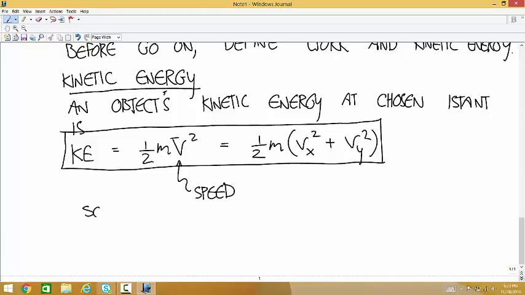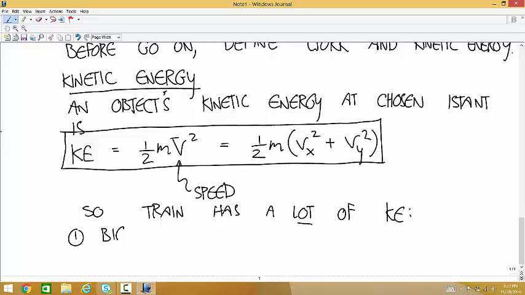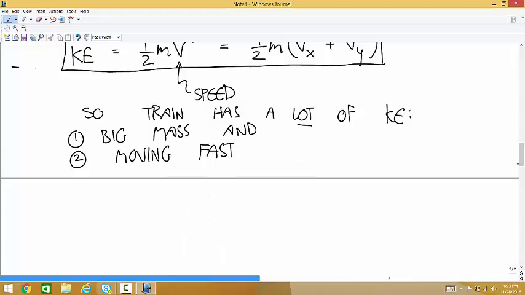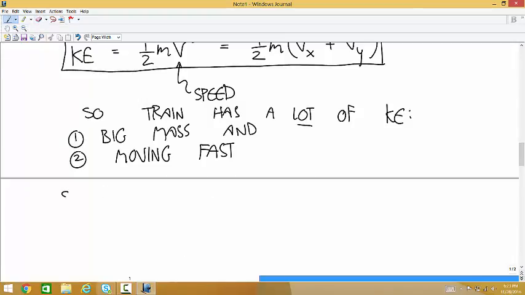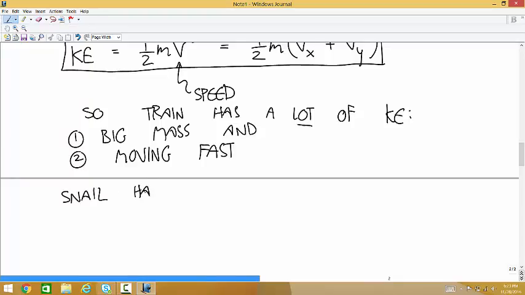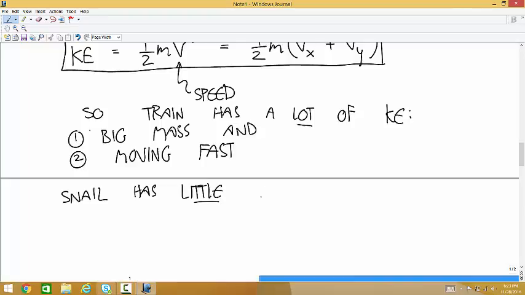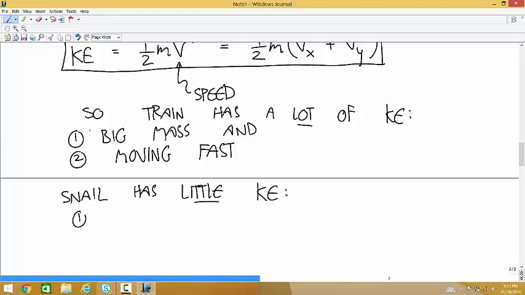So a train has a lot of kinetic energy because it has a big mass and it's moving really fast. A snail has very little kinetic energy because it has a small mass and it's moving slowly.